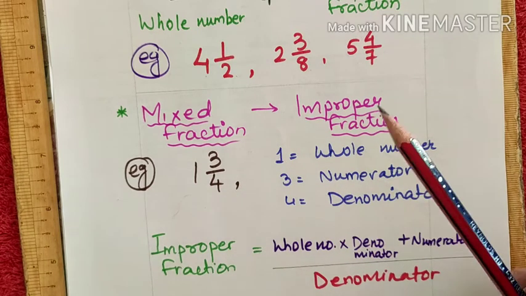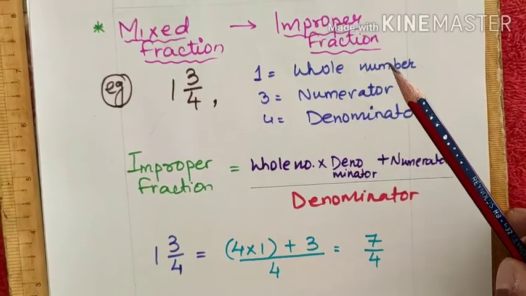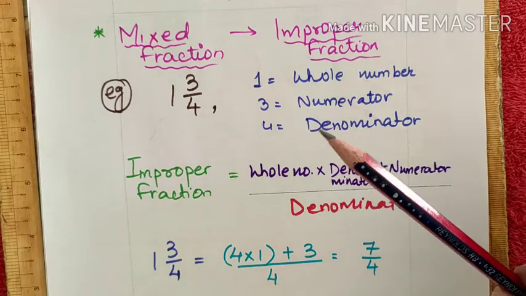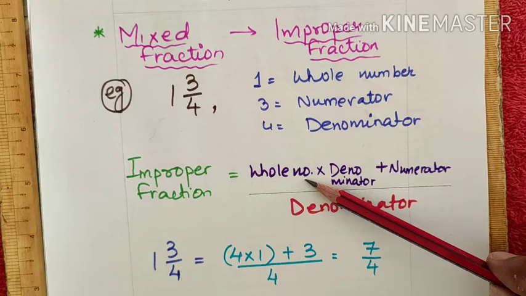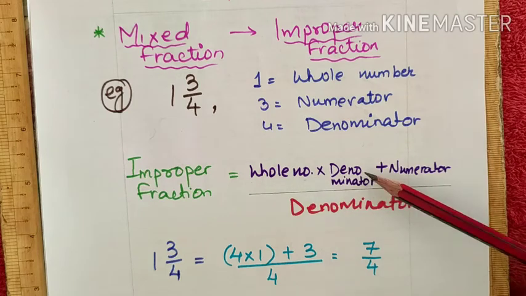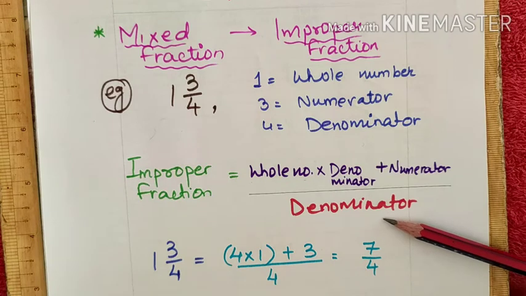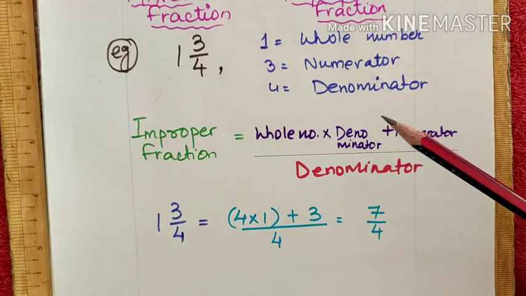Now first, before we start solving how a mixed fraction gets converted into an improper fraction, I will tell you the rule or the formula to find it out. The improper fraction is equal to the whole number multiplied by the denominator plus the numerator, whole divided by the denominator. Now let me explain it to you with the same example, 1 3/4.